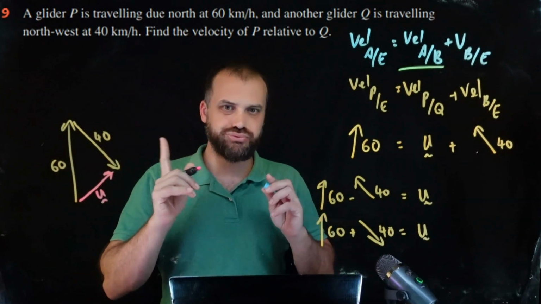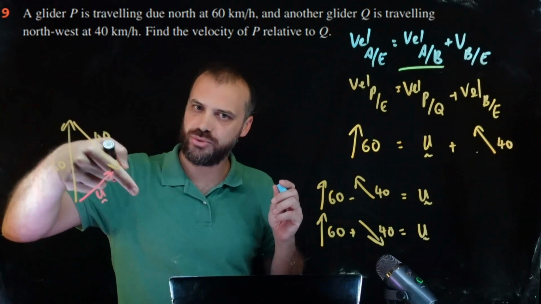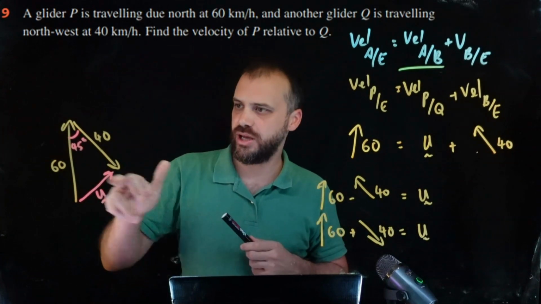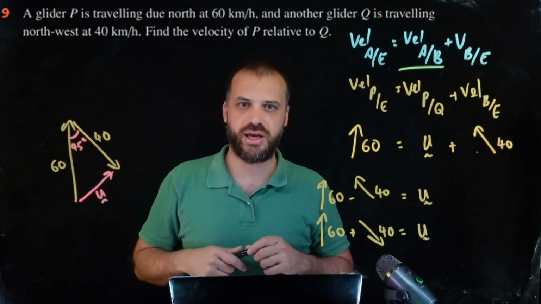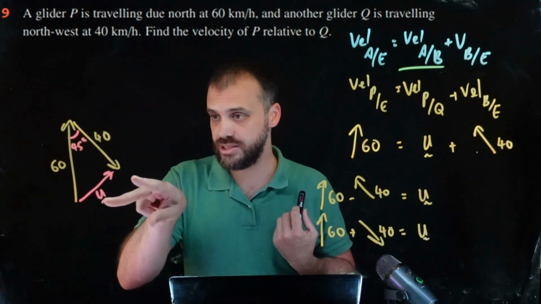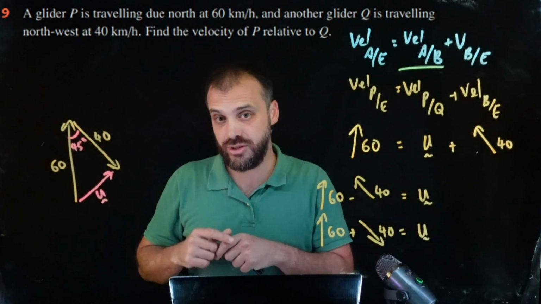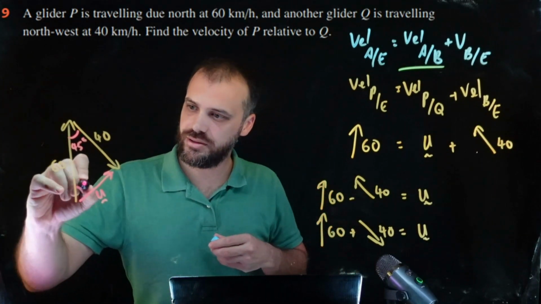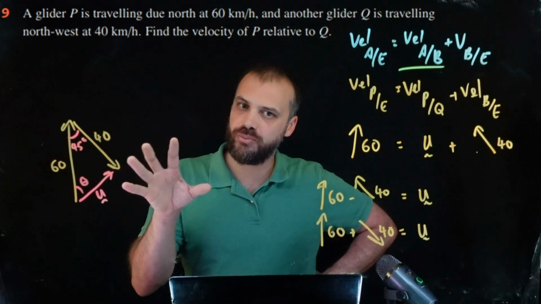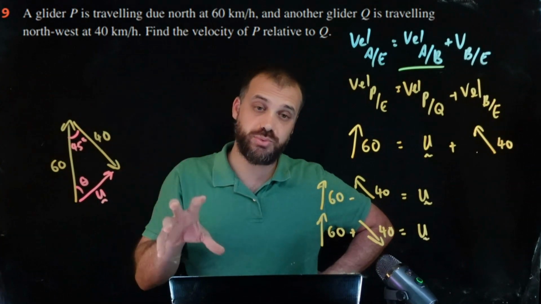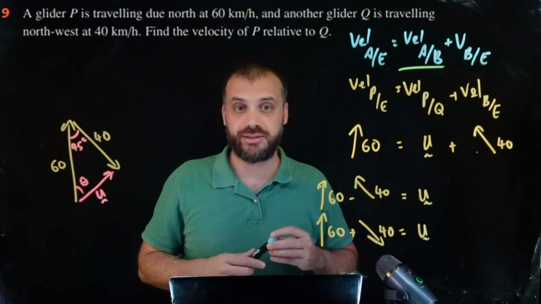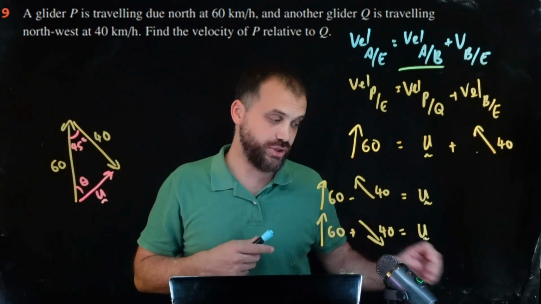Okay, what do I know? I know that this was northwest, right? So I know that this is a 45-degree angle. So I have a 60, I have a 40, I have a 45-degree angle. I'm trying to find the velocity, which means I'm trying to find the speed, the magnitude of vector u, and I'm also trying to find this angle here. So this looks like a job for the cosine rule, because this is the first question we've run into that doesn't have a right angle in it. So, cosine rule, try it out.